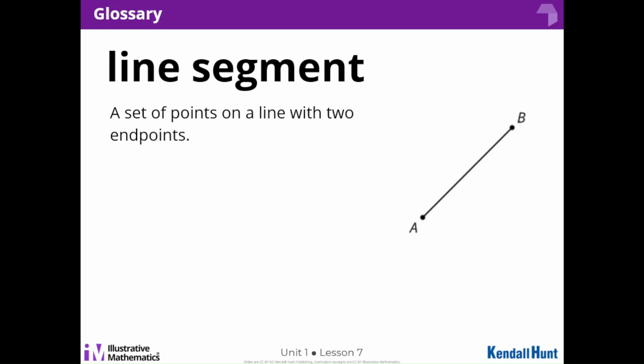Next, we have line segment. Instead of a line that goes on in both directions to infinity, a line segment has 2 specified endpoints and consists of all the points on the line between those 2 endpoints.